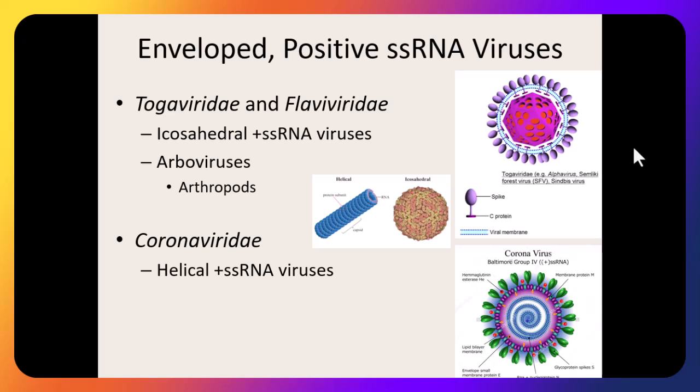The other virus in this group of enveloped positive sense single-stranded RNA is the Coronaviridae, which until 2020, we didn't talk too much about. There are a lot of coronaviruses out there, but it wasn't until COVID-19 that we really even recognized the word coronavirus.